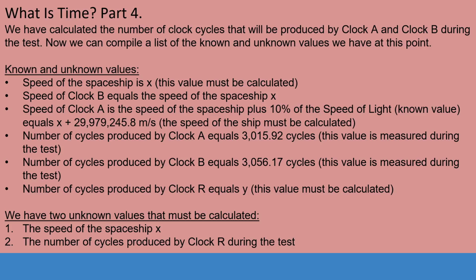Number of cycles produced by clock A equals 3015.92 cycles. That value we found out during the test. Number of clock cycles produced by clock B equals 3056.17 cycles. We also found out this value. It was measured during the test. Number of clock cycles produced by clock R equals Y. This is a value we must calculate. So we have two unknown values that must be calculated: the speed of the spaceship, x, and the number of clock cycles produced by clock R during the test.